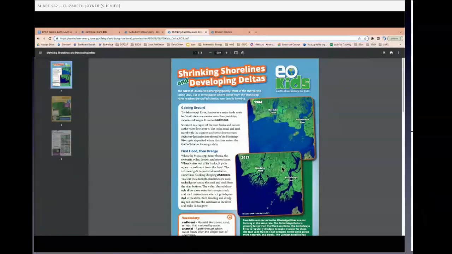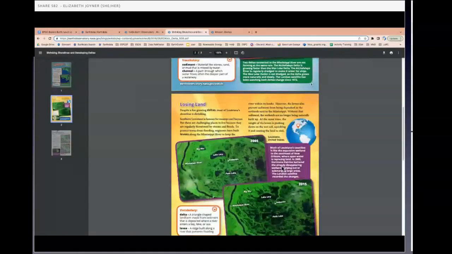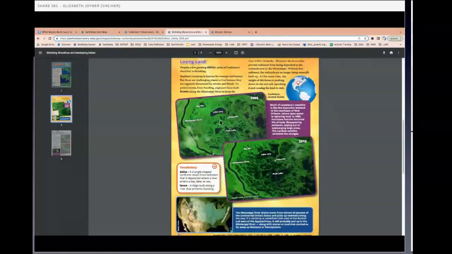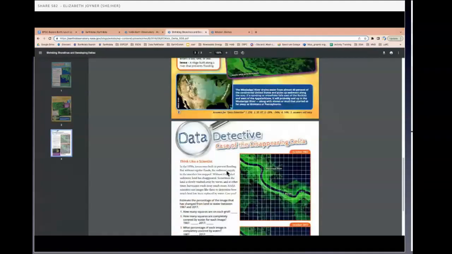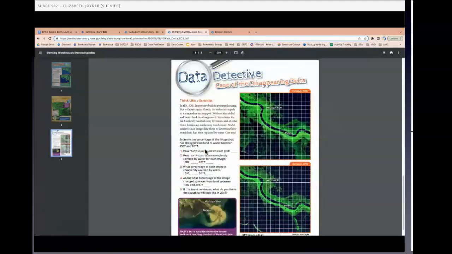We've got satellite imagery. It looks like Landsat. We have key vocabulary defined. You can see these vocabulary boxes. Thinking like a scientist, so we've got some engagement opportunities here with different activities. Now, this one doesn't necessarily have a hands-on, something to build. But let's say these standards are not in your wheelhouse to address at this level. I want you to think about using these EO Kids activities and articles.